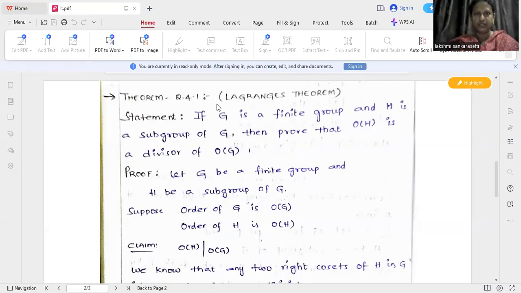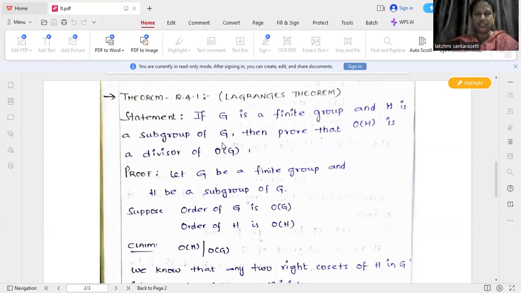Welcome to the class. Today we are going to discuss Lagrange's theorem in group theory. Lagrange's theorem states that if G is a finite group and H is a subgroup of G, then the order of H is a divisor of the order of G.